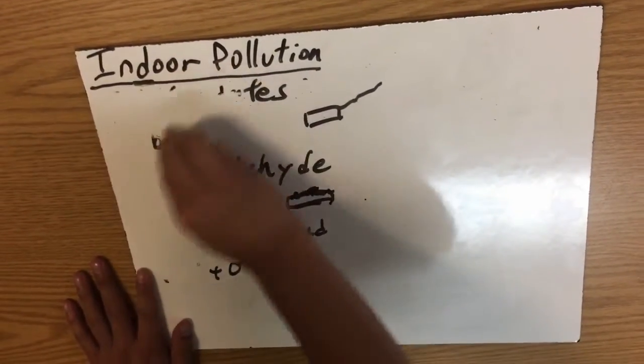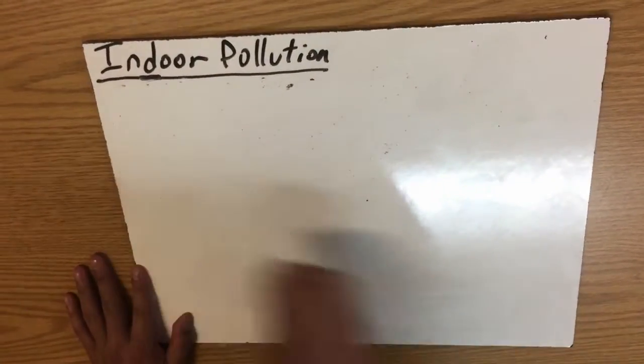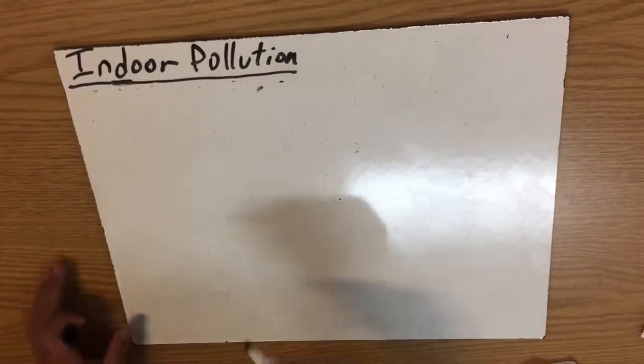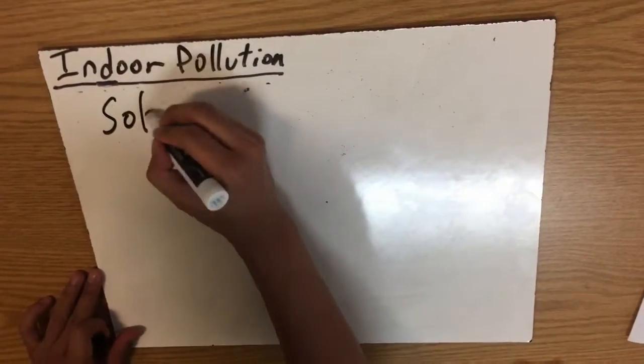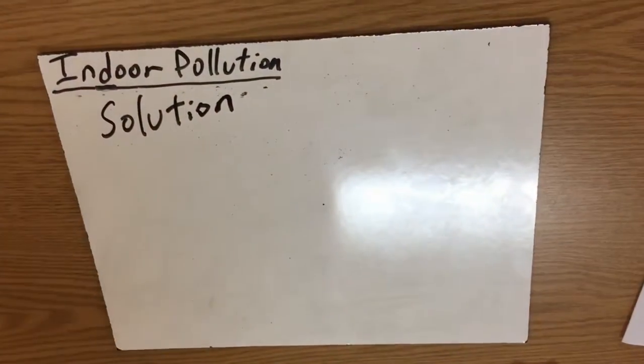Usually multiple choice would not require solutions as much, just identification, but for free response, they will usually ask you to identify and then to provide a solution to it. So I will mention a couple of solutions. First one is demand-controlled ventilation.